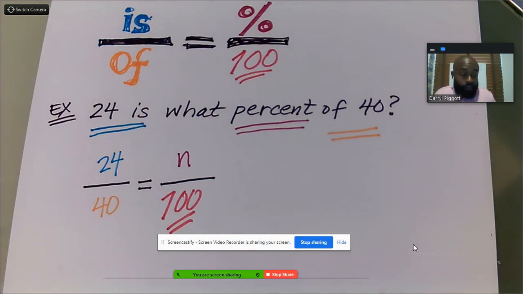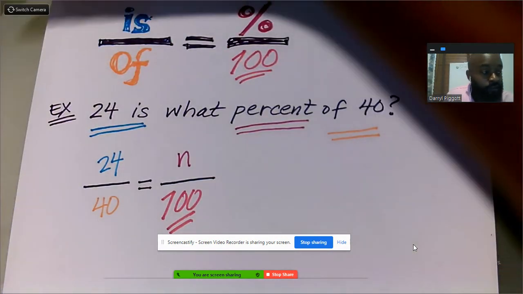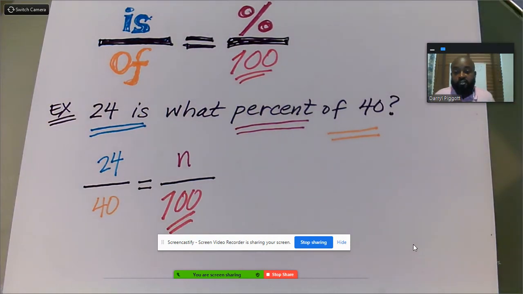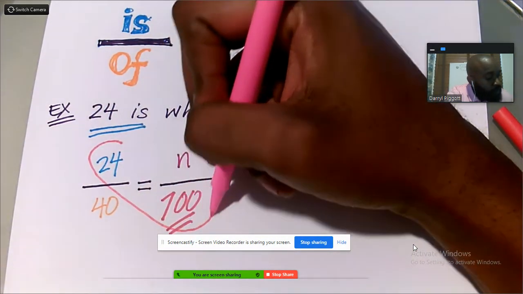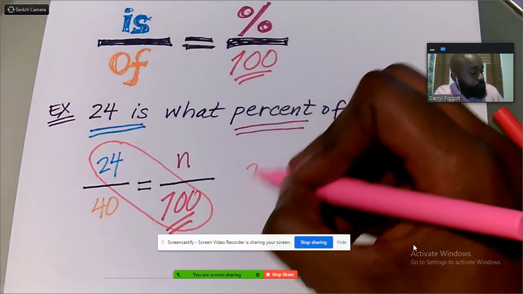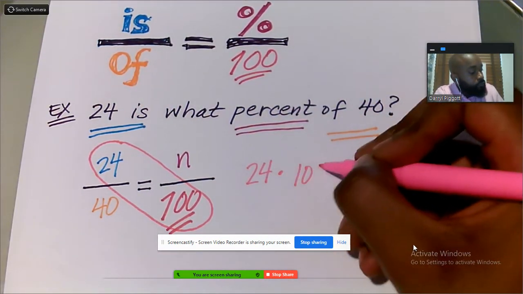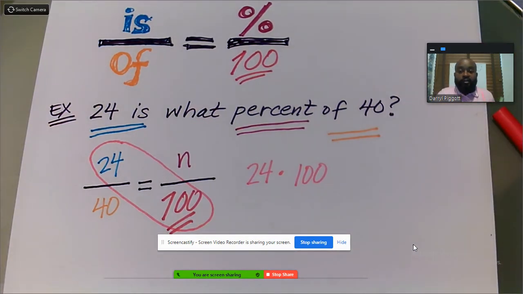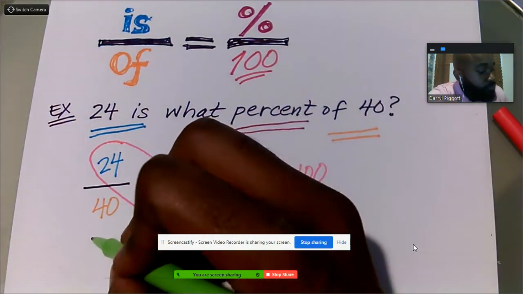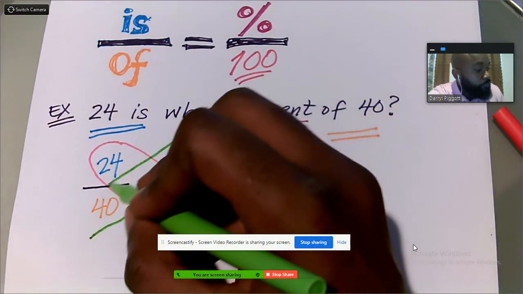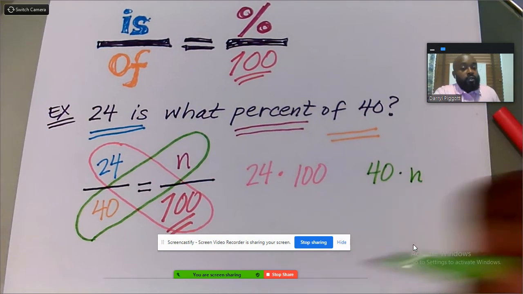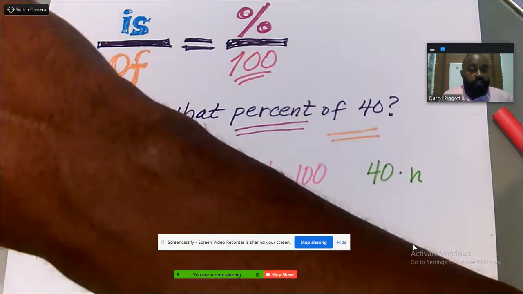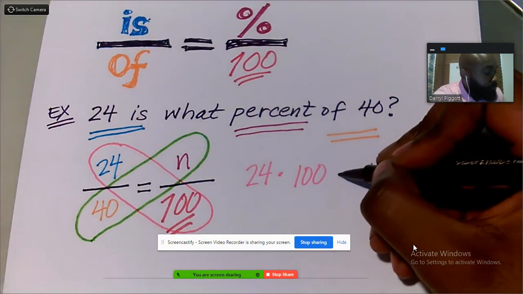But once we set up the proportion, well, now it's the same old stuff we've been doing, solving proportions using cross products. So I'm going to finish this problem for us. And y'all know how I do it. So I'd usually do a pink cross product. That's going to be 24 times 100. Y'all know I usually do a lime green cross product. In this case, that's going to be 40 times n. And remember, we always set them equal because in proportions, cross products are equal.